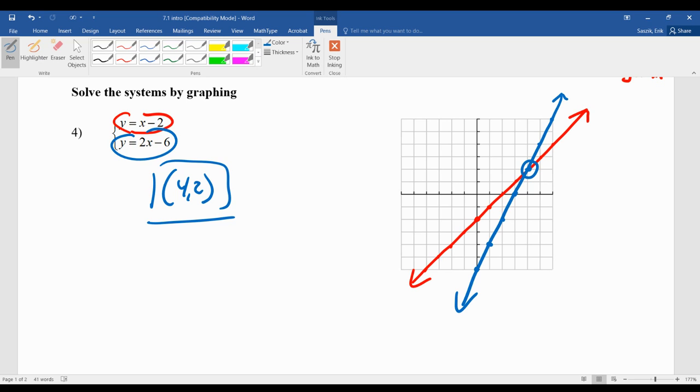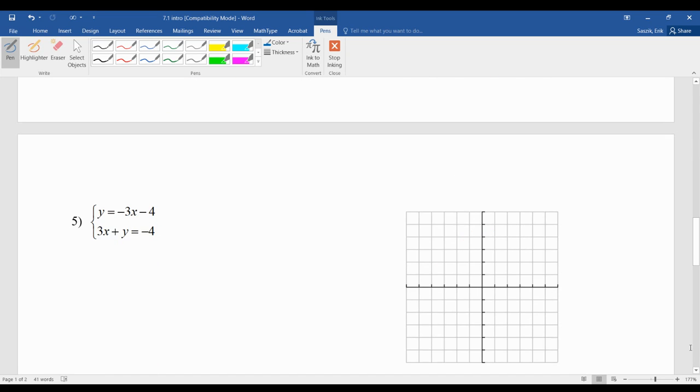Now, remember, there's an infinite number of points that are on the red line. There's an infinite number that's on the blue line, but there's only one point that's on both the lines at the same time. Now, if you want to check it, this point should work in both equations. Look, if I take the 4 and plug it in here, 4 minus 2 is 2. I got 4 comma 2. Good. If I plug the 4 in here, 2 times 4 is 8. 8 minus 6 is 2. It works. This should work in both. All right.